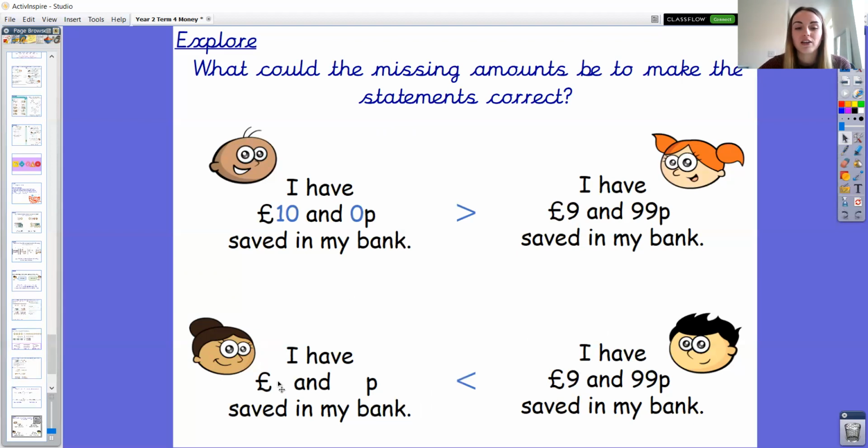Well done, Year 2. So I'm going to share an example with you. I have saved £2 and 75 pence in my bank, as that's less than £9 and 99 pence.